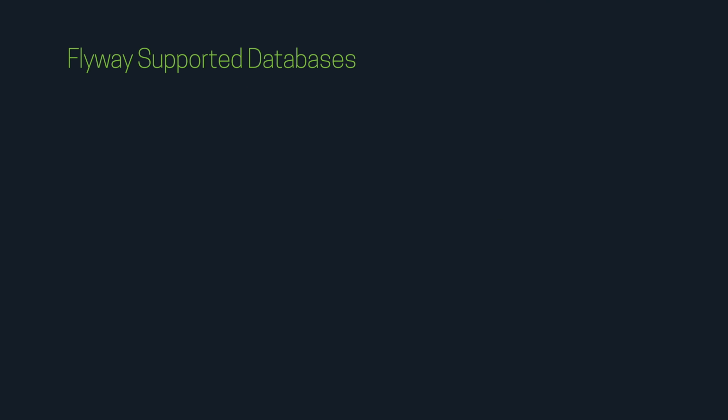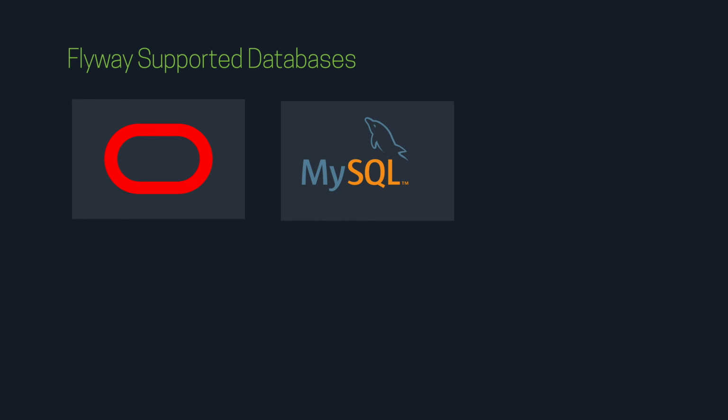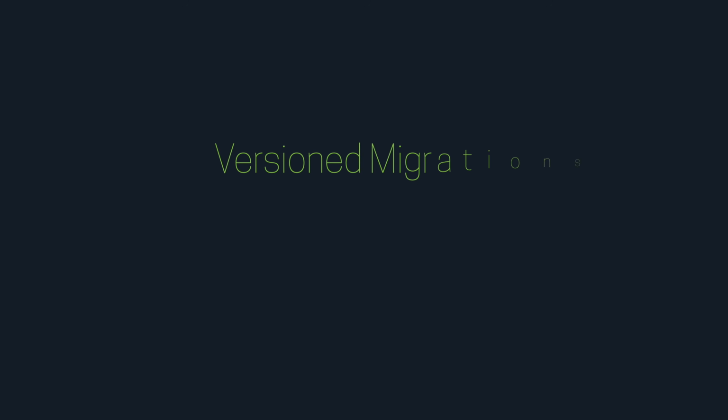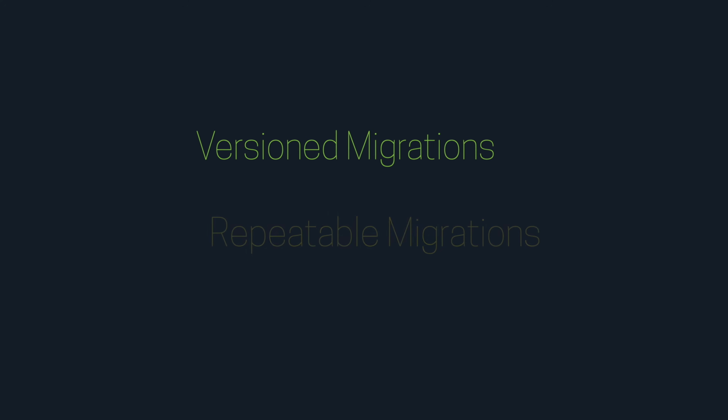Flyway has support for almost all popular databases available in the market. It has support for Oracle, SQL Server, MySQL, Amazon RDS, Aurora DB, PostgreSQL, MariaDB, you name any database and it has support available. Now let's look into how Flyway migrations work. Any changes to the database are considered a migration. Flyway supports two types of migrations: versioned migrations and repeatable migrations.